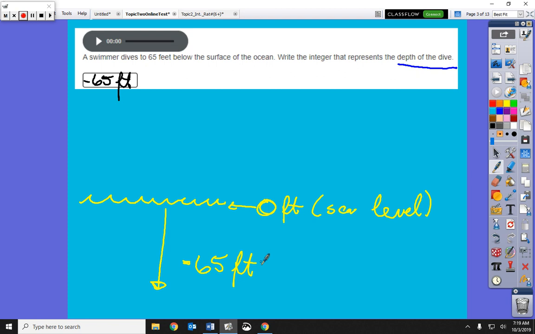Remember, it's not a negative distance. You can't travel negative distance. They're just 65 feet below sea level, and we denote that with that negative sign.